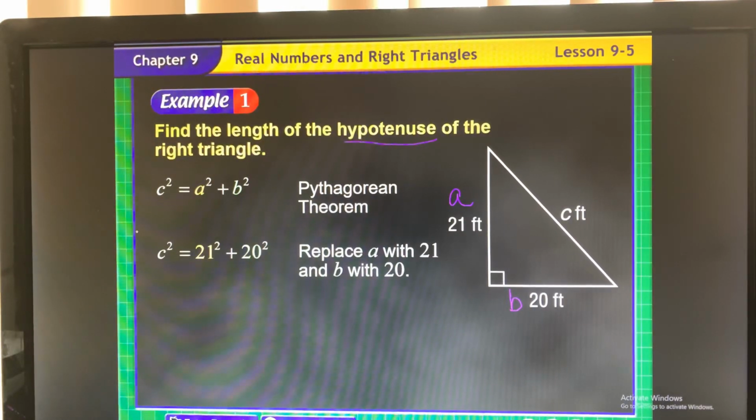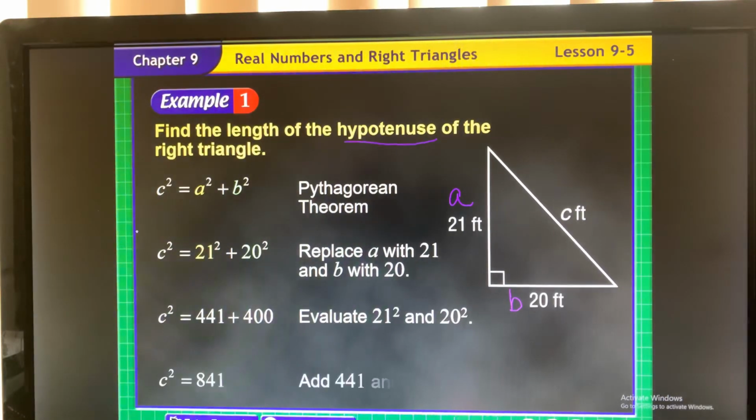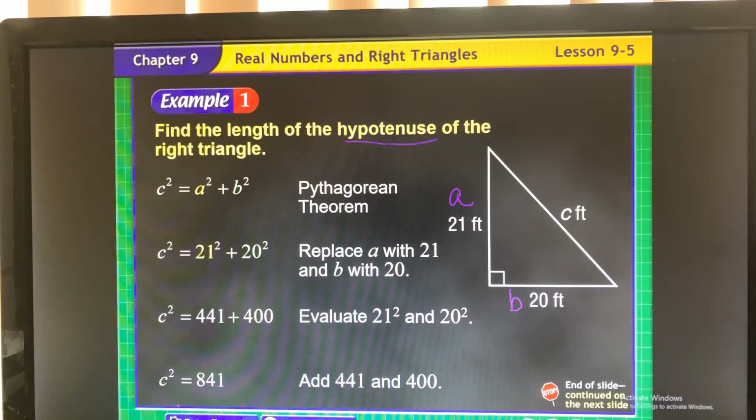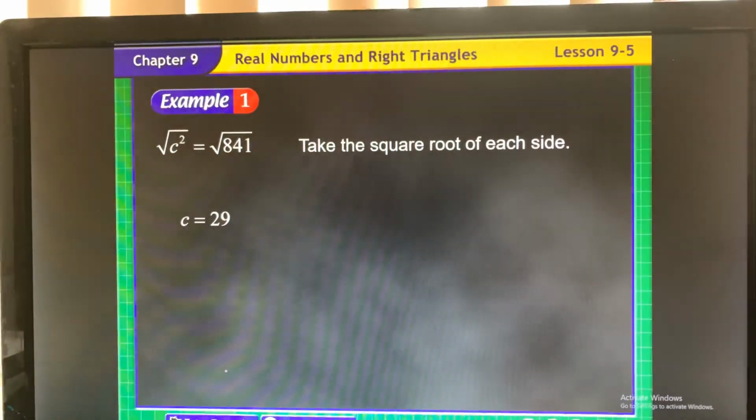Take the square, not the square root, take the square of 21 and square 20, right like that. Add them together and you're left here. Remember in previous lessons, I told you when solving a square, the only way to undo it is to take the square root of each side. So when I take the square root of both sides, I get c equals 29.